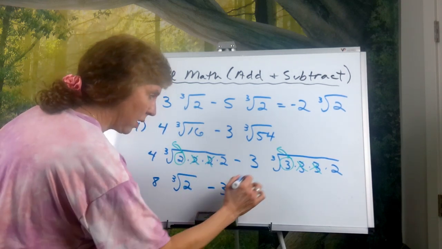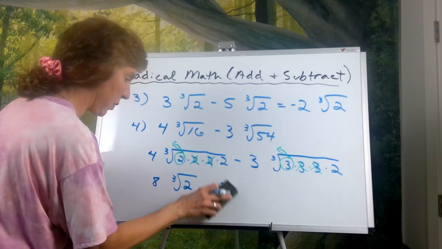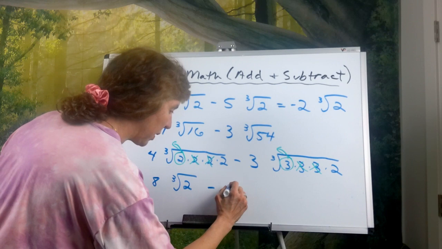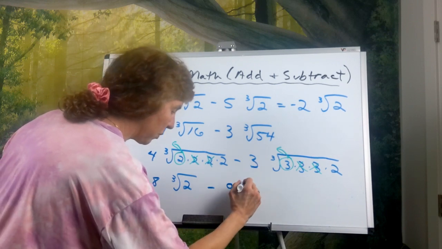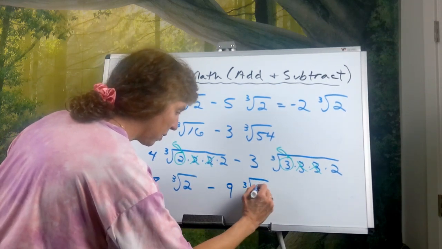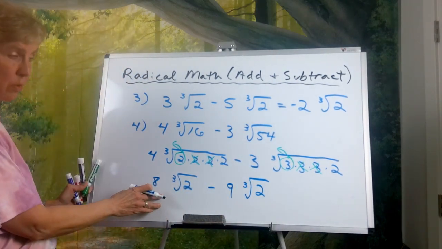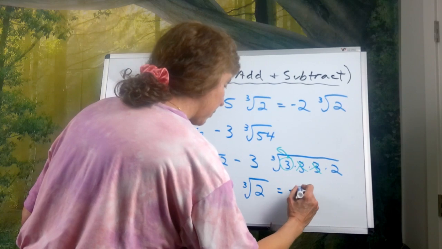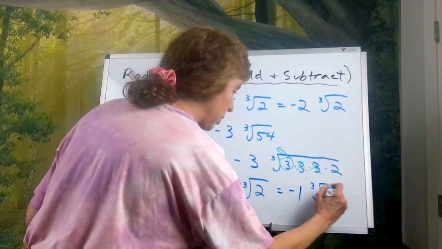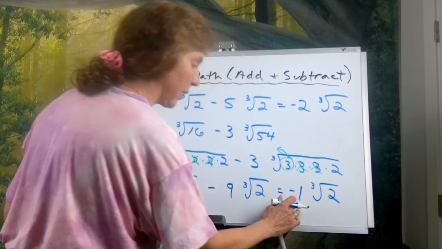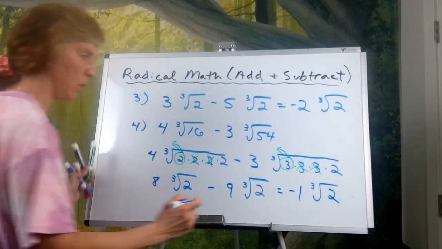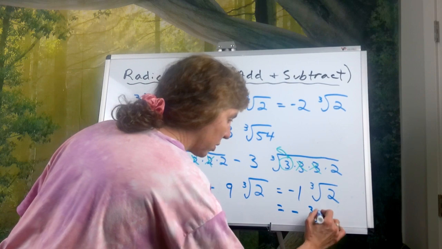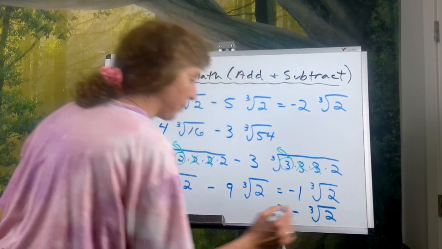Minus 3. Oh, sorry, I forgot to multiply. The 3 comes out times the 3 will be 9, and cube root 2. So I have 8 cube root 2 minus 9 cube root 2 is negative 1 cube root 2. And again, the negative 1 part is optional whether you write that or not. You can just write it as negative cube root 2.